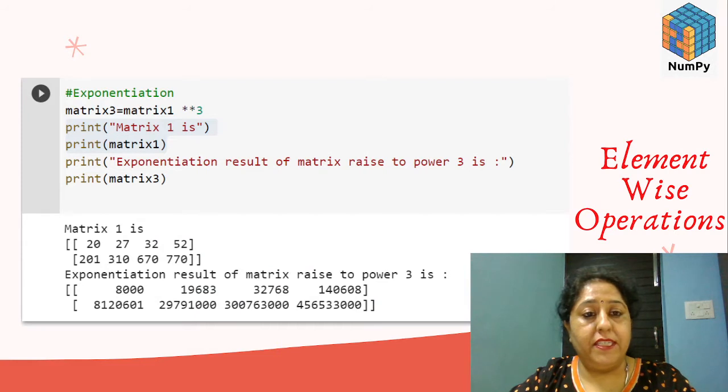Further, another element-wise operation is exponentiation, which is denoted by the double asterisk sign. When we write matrix 1 double asterisk 3, this is the exponential result of the matrix raised to power 3. When we say here the first element is 8000, this is 20 raised to power 3.